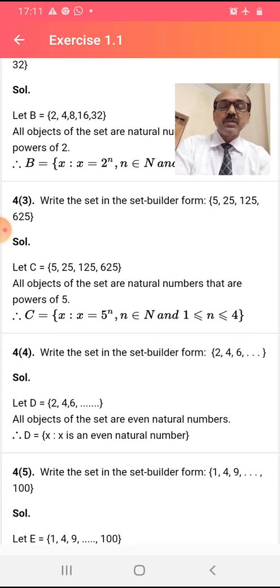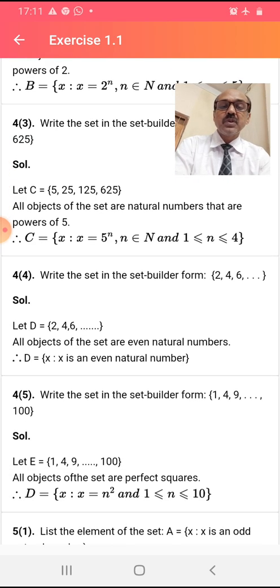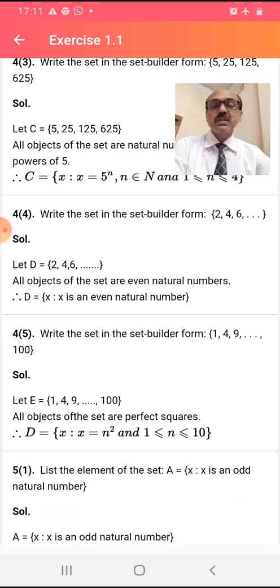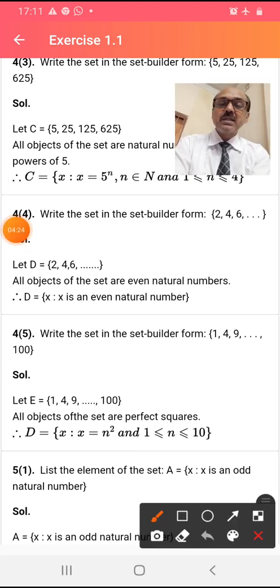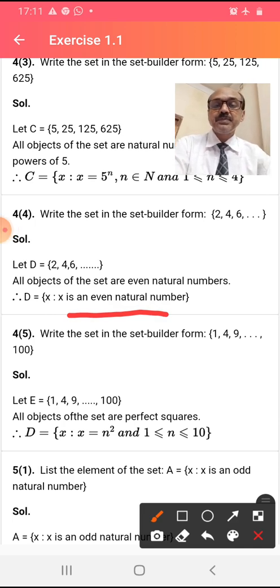Write the set in the set builder form. Next question: 2, 4, 6. So 2, 4, 6 are even numbers, even natural numbers: 2 into 1, 2 into 2, 2 into 3, and dots are there. The last number is not given. So its set builder form is x such that x is an even natural number. 2, 4, 6, dot, that means even natural numbers.